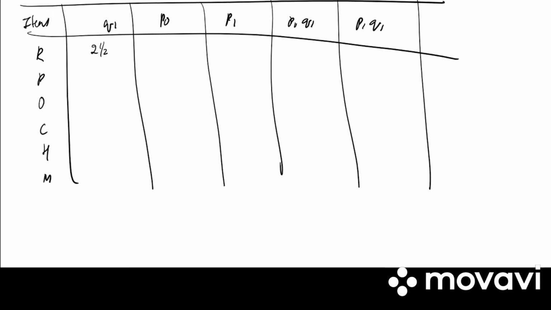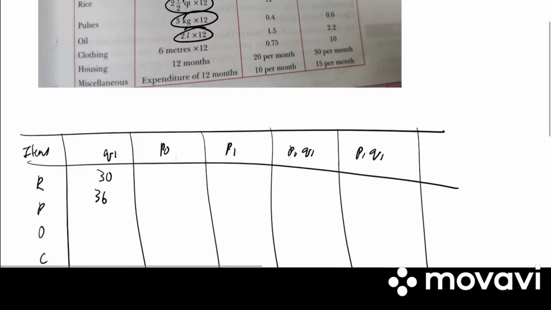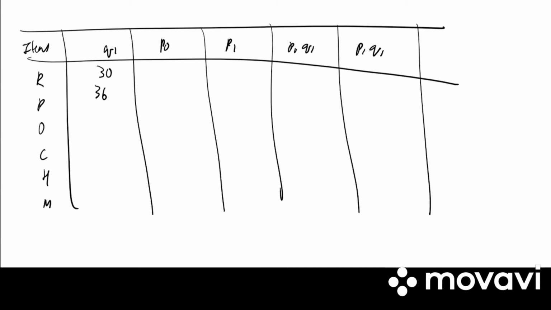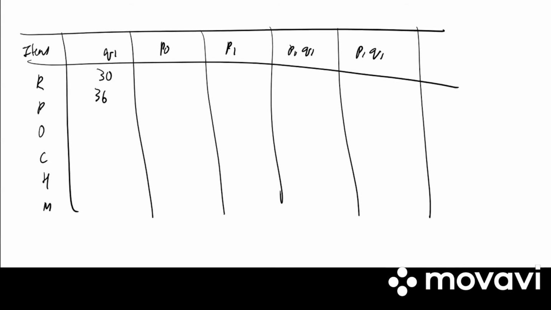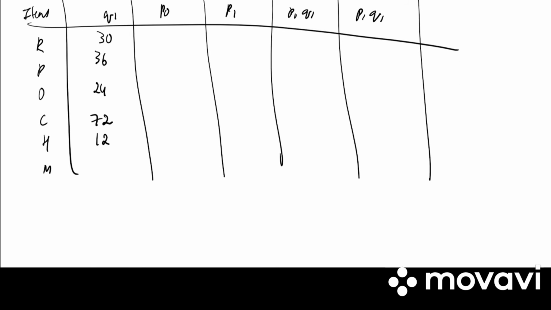2.5 into 12, how much is it? 30. 3 into 12, 36. We need to just keep multiplying this. 21 into 12, 2 into 12, 24. 6 into 12, 72. 12, 12. Next they have given us 12, 0.4, 1.5, 0.75, 20, 10, 25, 0.6, 2.2, 10, 30 and 15.